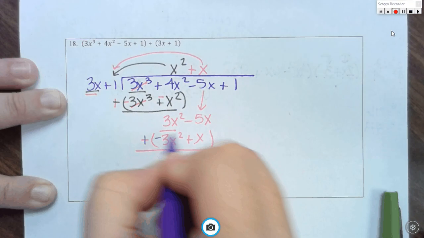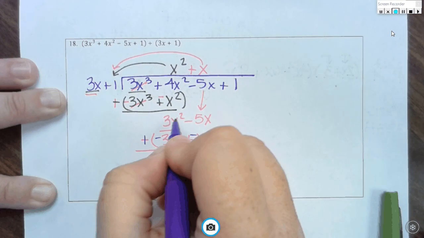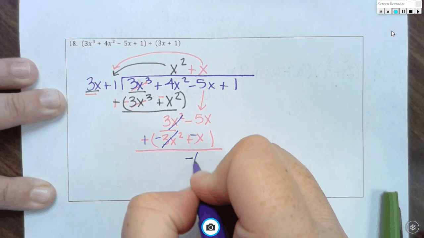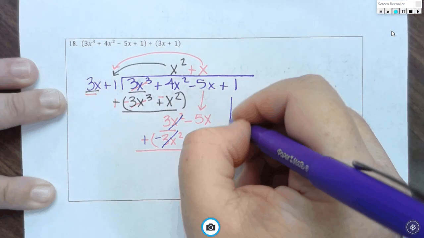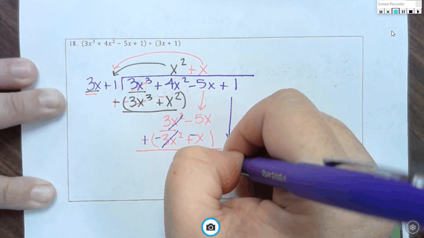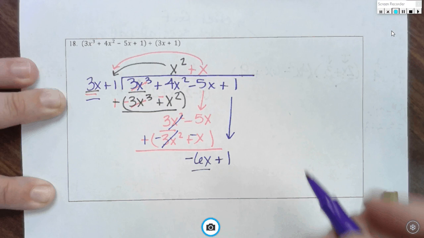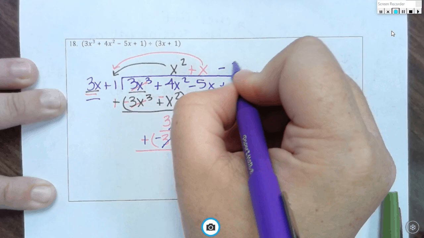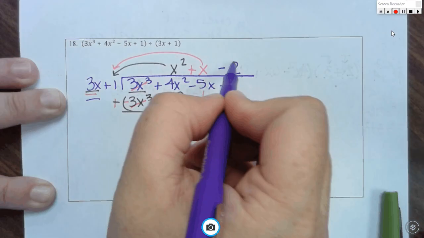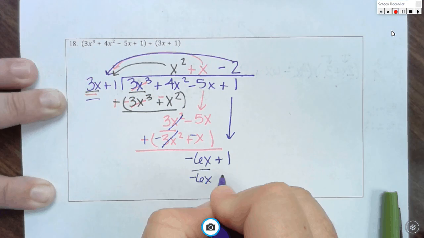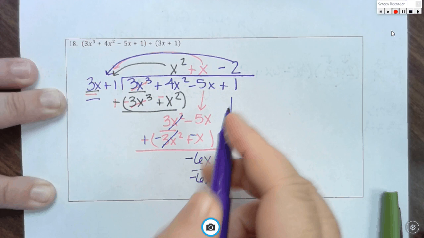Change. These first terms are gone. Negative 5x and negative x gives me negative 6x. Bring down that last term. 3x times what gives you negative 6x? I need a negative 2 up top. Multiply this around, and I get negative 6x minus 2.